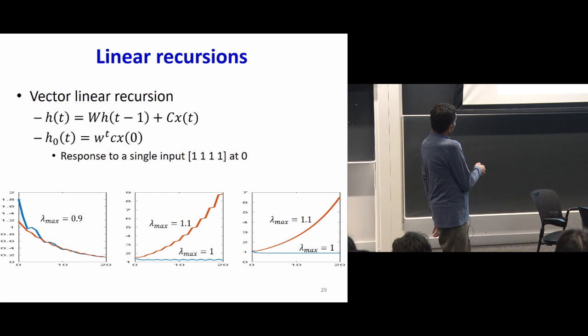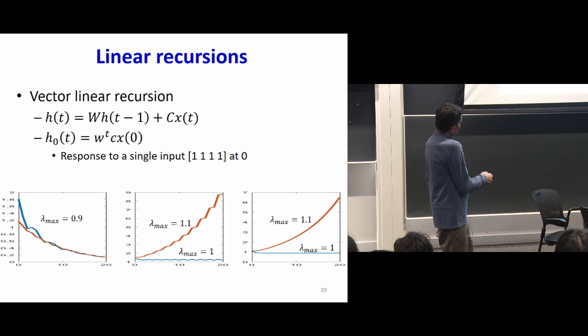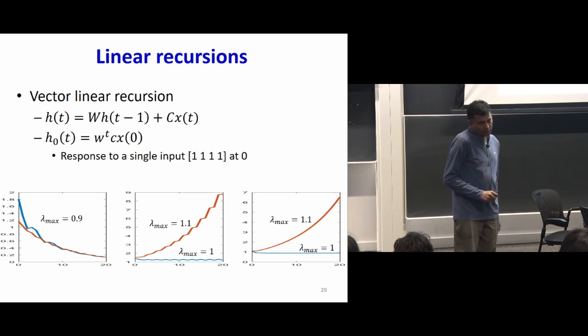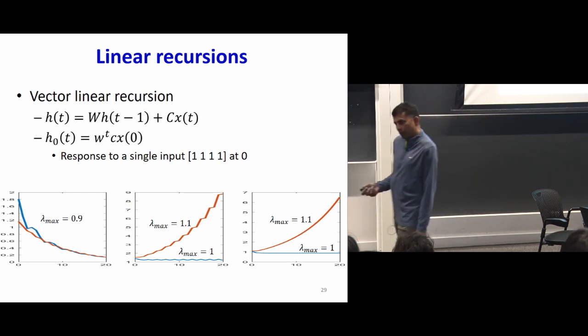If the magnitude of the largest eigenvalue is 0.9, things sort of fall off, right? Here, the magnitude of the largest eigenvalue is 1. It just stays stable. Here, the magnitude of the largest eigenvalue is 1.1. It blows up. Now, this is the same diagram. So what is the difference between these two guys? Anybody want to guess?